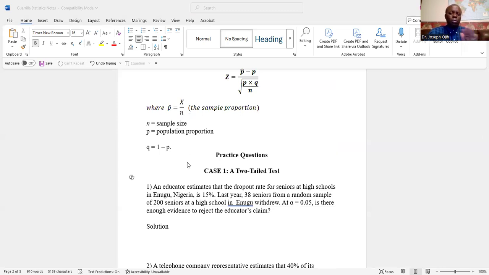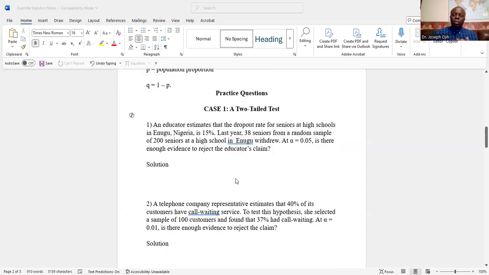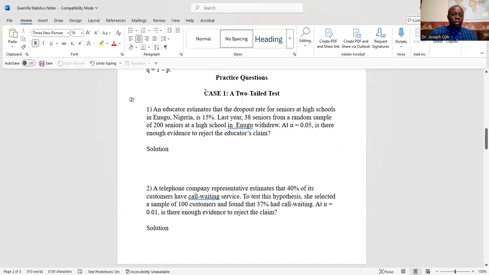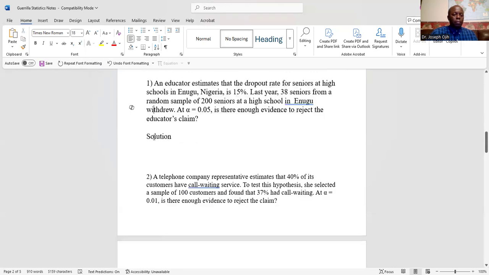So tonight, we're going to work only on one case. The case that involves a two-tailed test. If you don't remember what the two-tailed test is, I made a video on that already, so you can check that. So let's look at this first case that has a two-tailed test. Make it bigger so you can see it better. Okay.